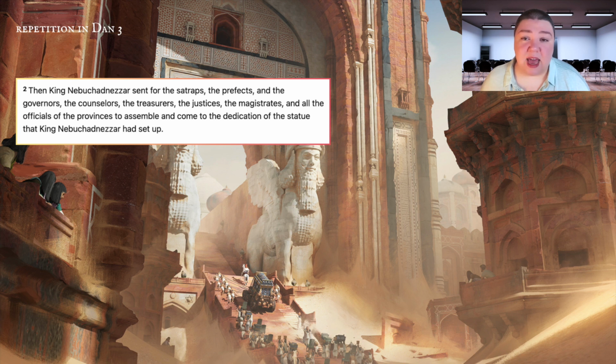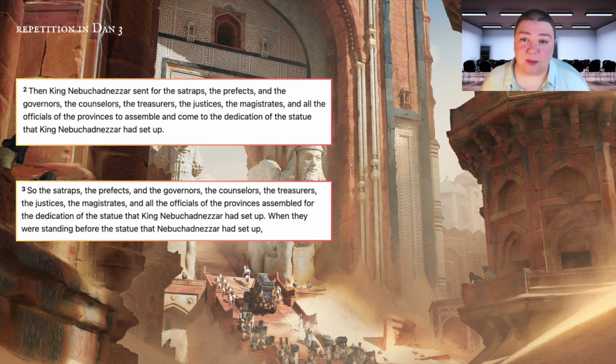the magistrates, and all the officials of the provinces to assemble and come to the dedication of the statue that King Nebuchadnezzar had set up. Okay, and then verse 3. So the satraps, the prefects, and the governors, the counselors, the treasurers, the justices, the magistrates, and all the officials of the provinces assembled for the dedication of the statue that King Nebuchadnezzar had set up. You might have thought, well, yes, I heard you the first time in verse 2. No reason to repeat it all again in the very next verse.